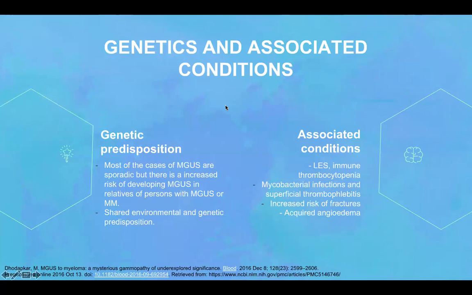This disease is usually sporadic, but there is an increased risk when you have a family member who has the same diseases, multiple myeloma and MGUS. It's also discussed that there is a shared environmental and genetic predisposition. This disease is also usually related to other medical conditions. Some of them are lupus, immune thrombocytopenia, acquired angioedema, and superficial thrombophlebitis, and patients who suffer from MGUS have an increased risk of fractures.